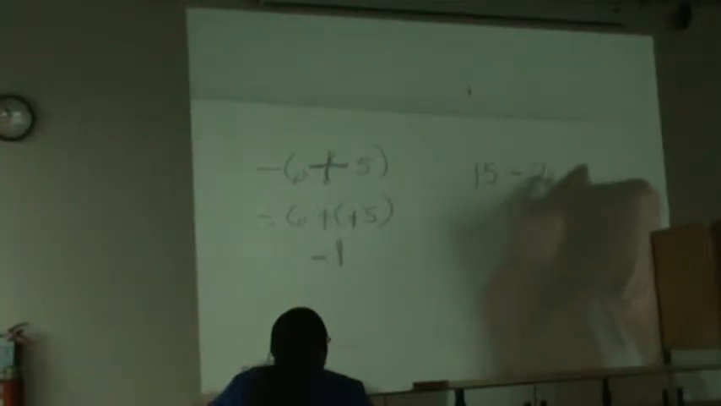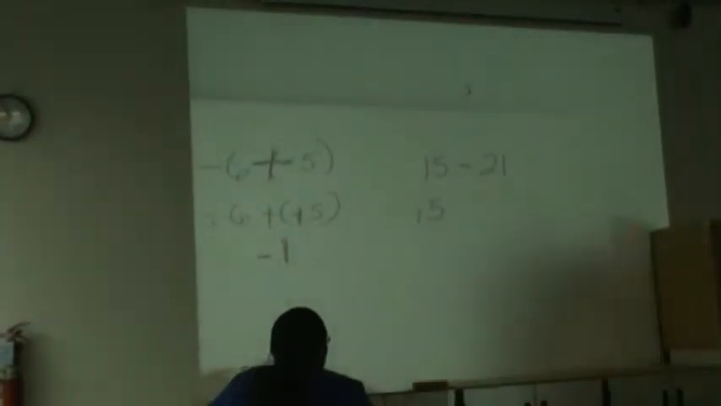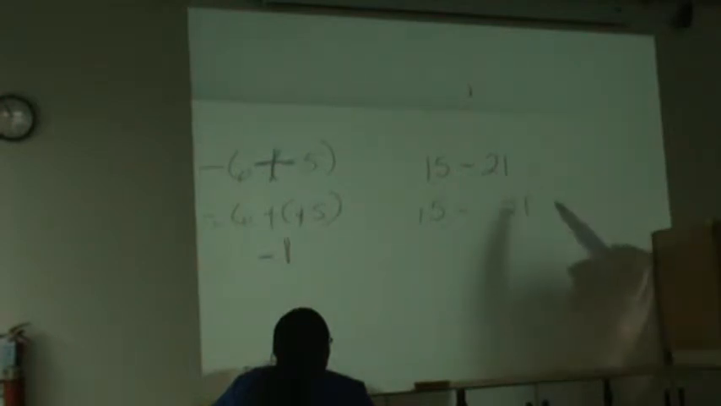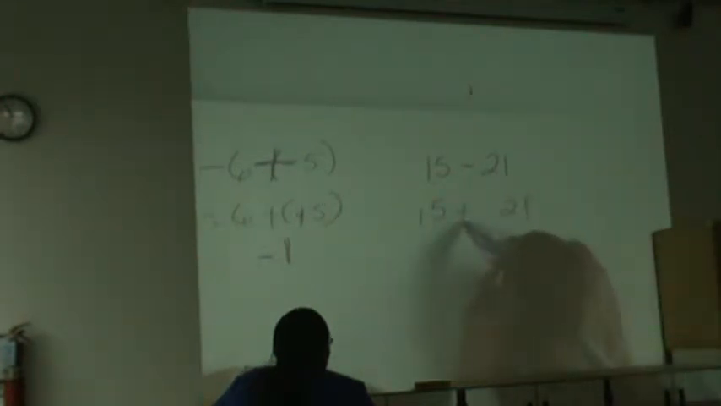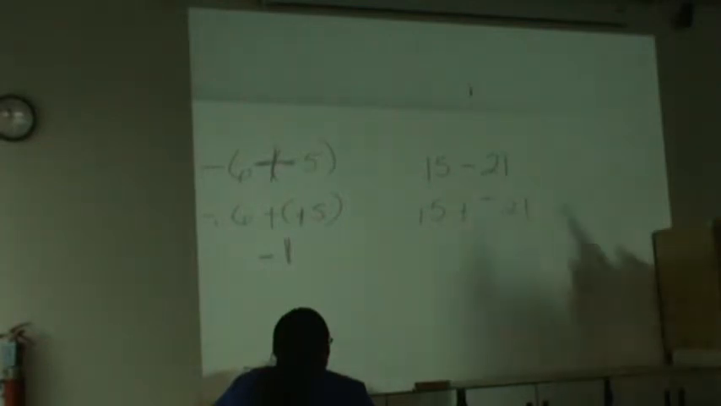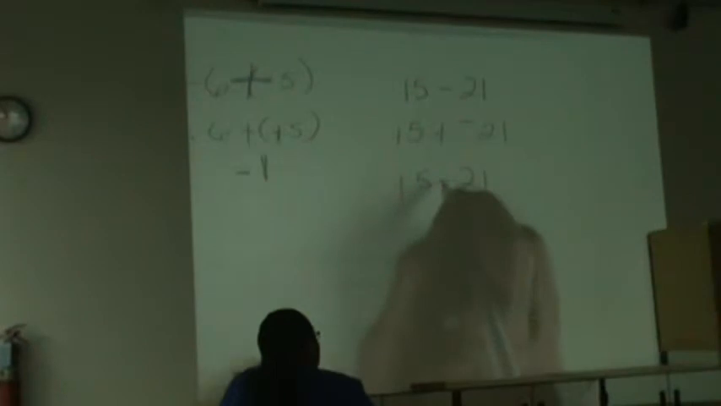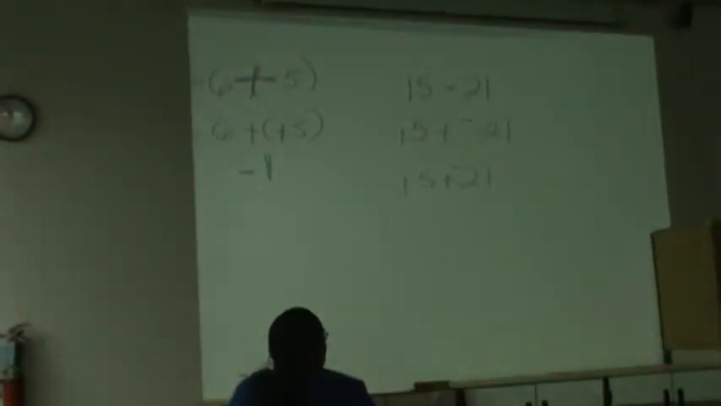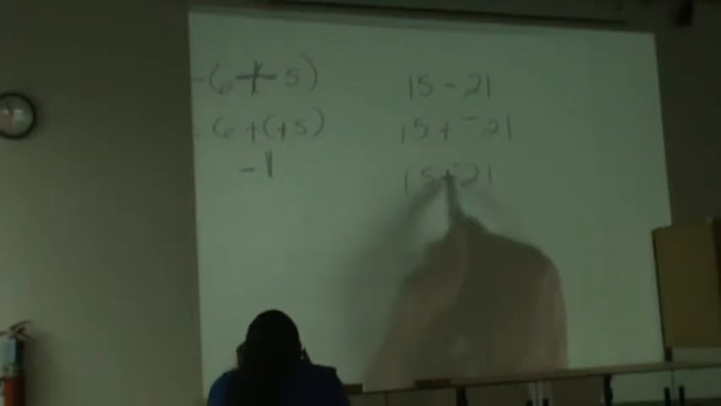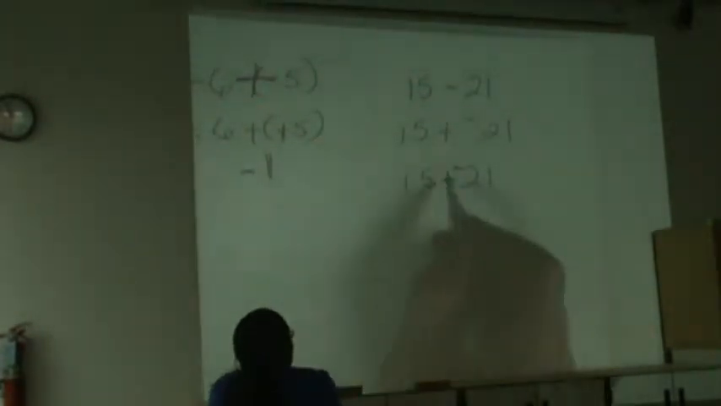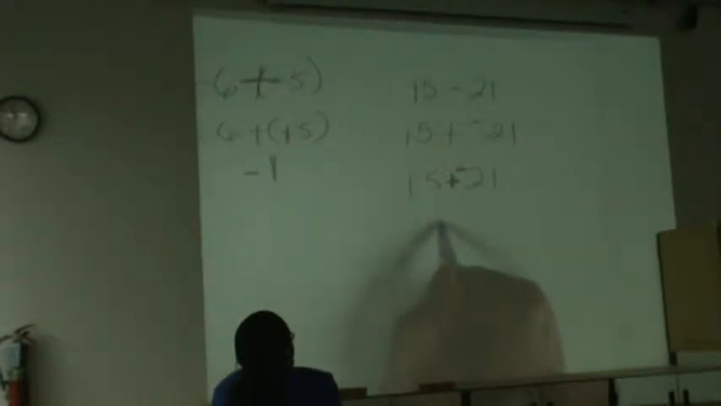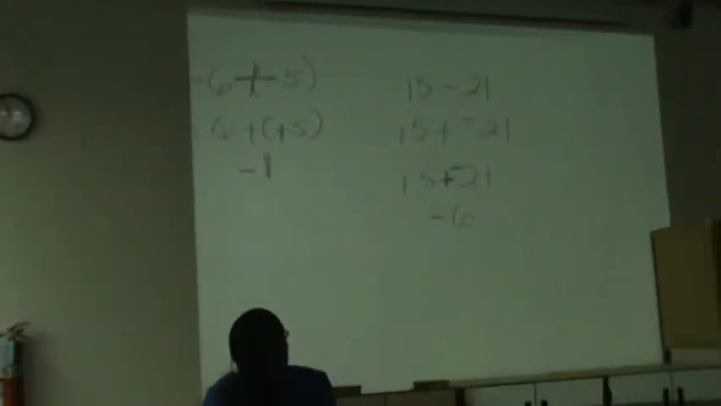Okay, how about this one? 15 minus 21. What is that going to turn into? Plus negative 21, right? You don't have to rewrite it. If you'd like to do it right here, from minus 21, you could just put plus negative right there. Write the problem down from the minus, turn it into plus negative. Okay, what's this answer going to be? Negative, because this is bigger. Subtract. Okay, everybody getting that?